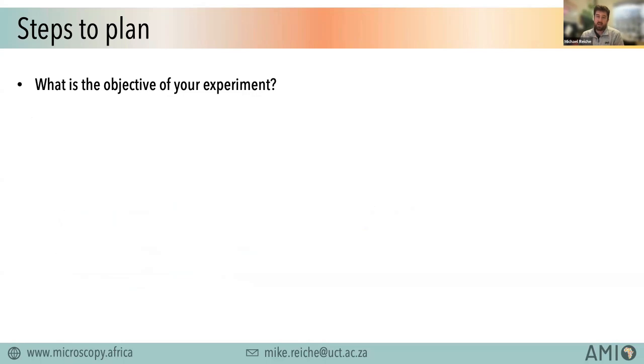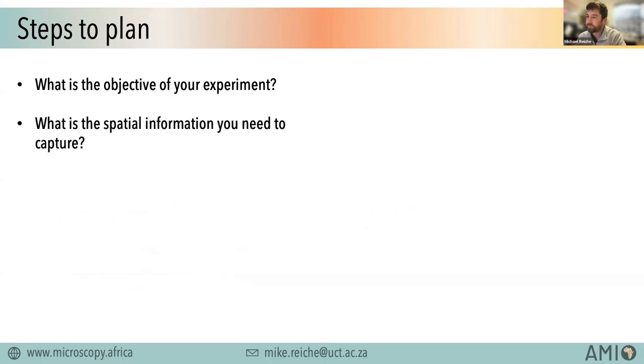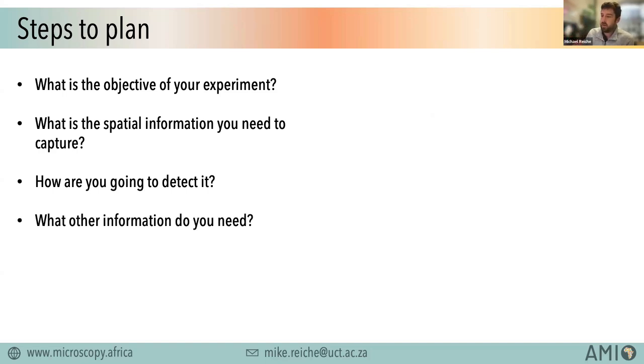So you've now identified what the objective of your experiment is. The next question is, what spatial information do you need to capture? Because that is the primary aspect of microscopy, giving you spatial information. You need to understand how you are going to detect the specific thing that you're interested in in your sample, and I'll get into a little bit more information about this now.